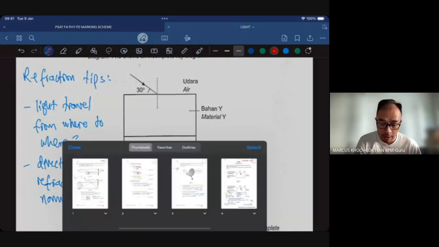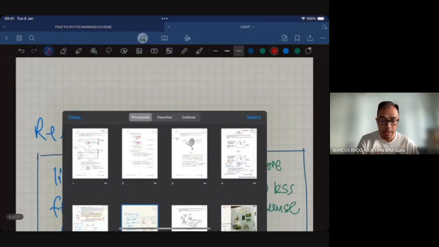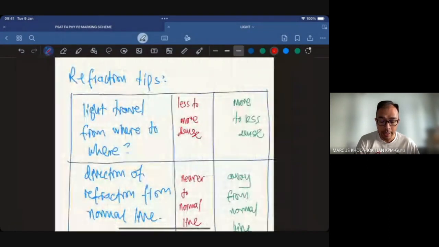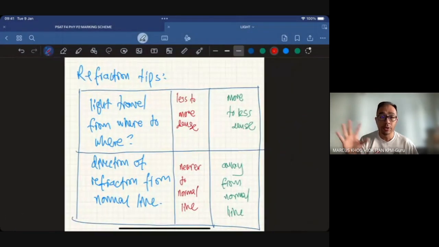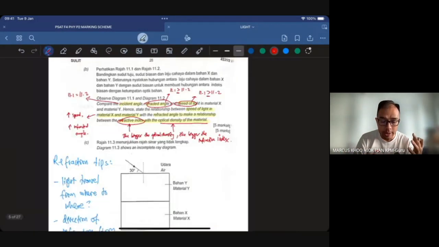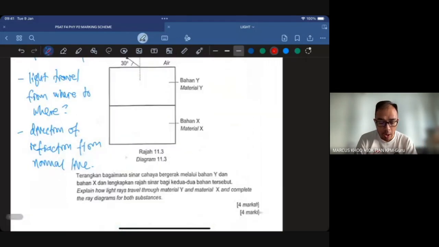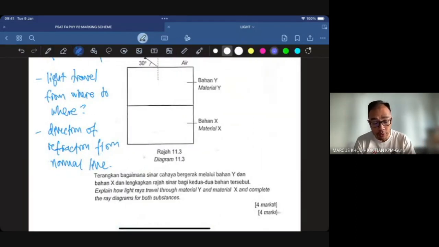Hold on, let me see whether I put it in the next one. Oh yes, this one. This helps you focus on what you need to say. The question is asking how the light rays travel through material Y and material X. First they enter Y and then X, and then they ask you to complete the diagram. So I suppose material Y is 1 mark, material X is 1 mark, and completing the ray diagram is 2 marks.